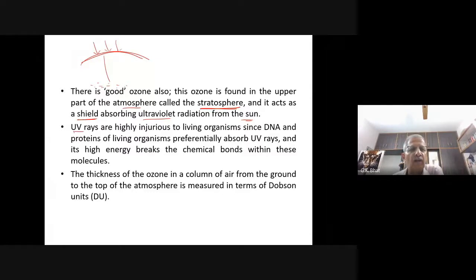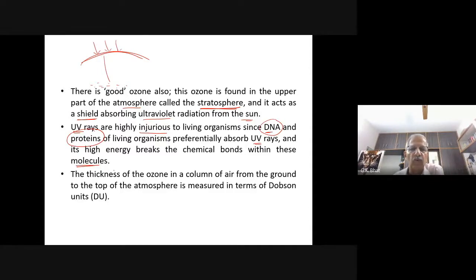UV rays, ultraviolet rays, are highly injurious to living organisms, since our DNA and proteins preferentially absorb UV rays. The moment UV rays come, our DNA and proteins absorb them, and the high energy breaks the chemical bonds within these molecules. So they get affected if the UV rays touch our body.